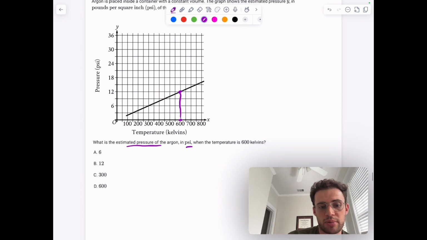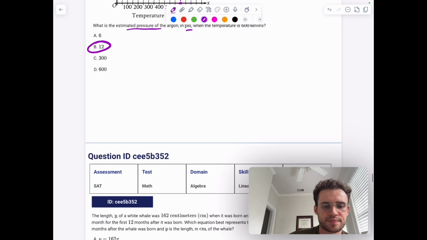What is the estimated pressure in PSI? So it's 12. Point would be 600 comma 12 right there.